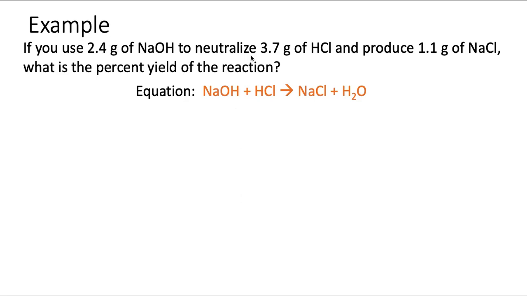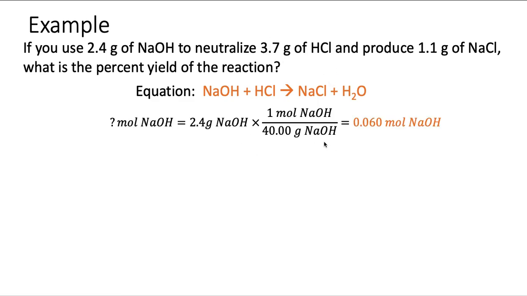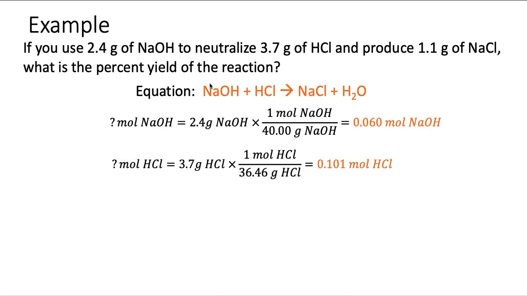I need to convert these amounts from grams to moles, and we've already done that. We know 2.4 grams of NaOH divided by the molar mass gives me 0.06 moles of NaOH. We also know that 3.7 grams of HCl divided by 36.46 grams gives me 0.101 moles of HCl.